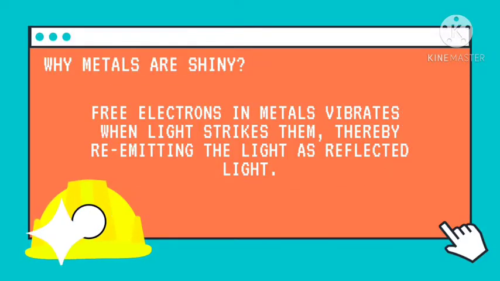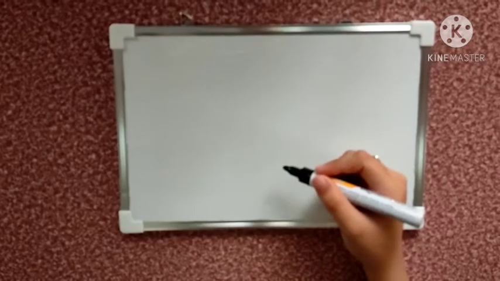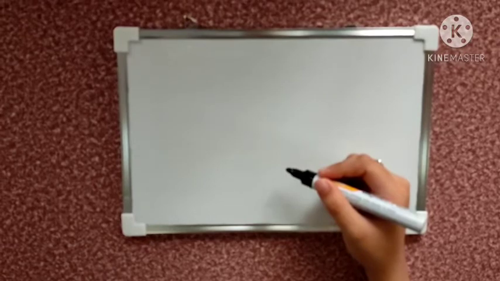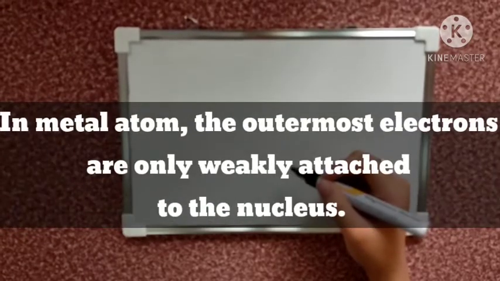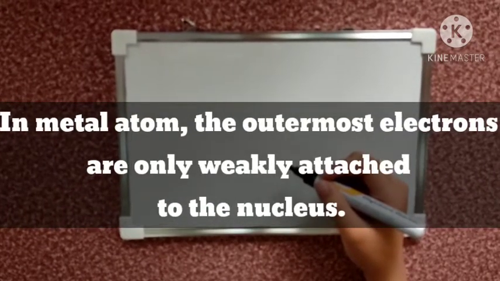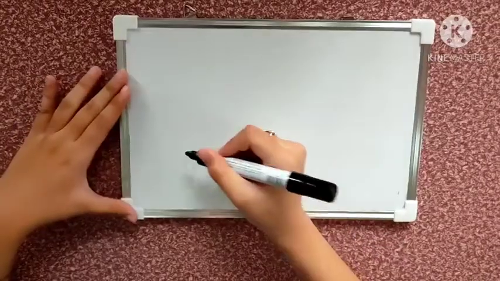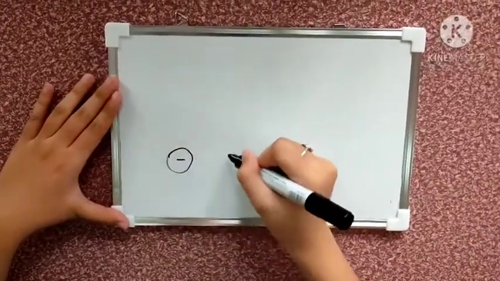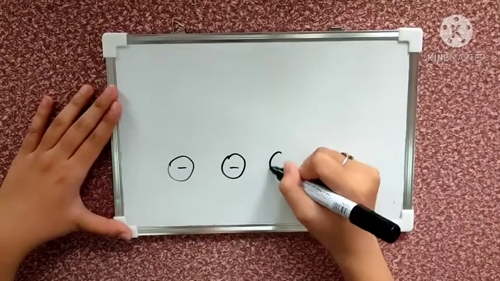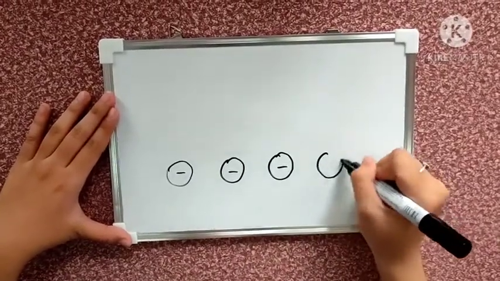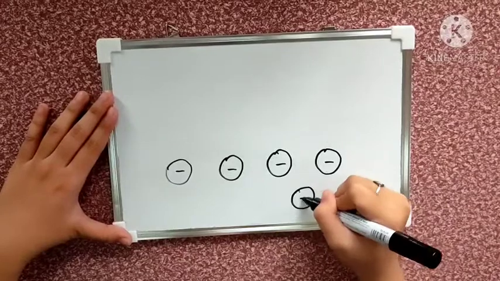Why are metals shiny? Free electrons in metals vibrate when light strikes them, thereby re-emitting the light as reflected light. The metal's shininess is basically their built-in property. In a metal atom, the outermost electrons are only weakly attached to the nucleus. When a bunch of metal atoms come together in a chunk, these outer electrons wiggle free.